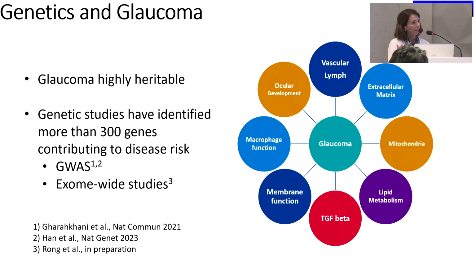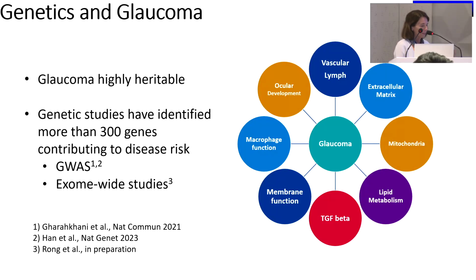That's the premise for why many of us in this room have been engaged in studying the genetics of glaucoma for many years now. Glaucoma turns out to be one of the most heritable of all human diseases, and we've had a lot of success in GWAS and other kinds of genetic analyses. There are now more than 300 genes contributing to disease risk that we've identified from these studies.